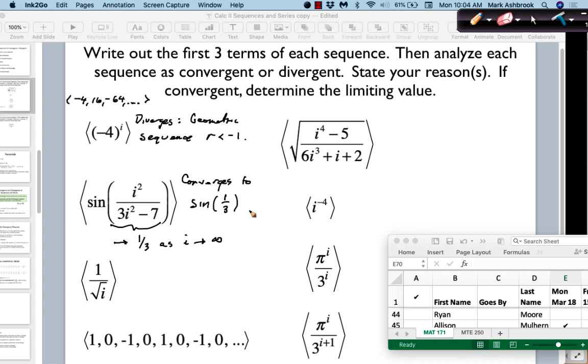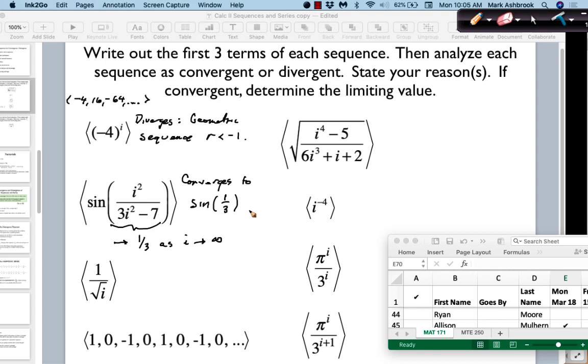Does it make sense? Any questions on that one? So yeah, sine of 1/3 is a really small number, Allison, but it's not 0. So your deduction was correct, except that it doesn't converge to 0. It's going to converge to sine of 1/3.